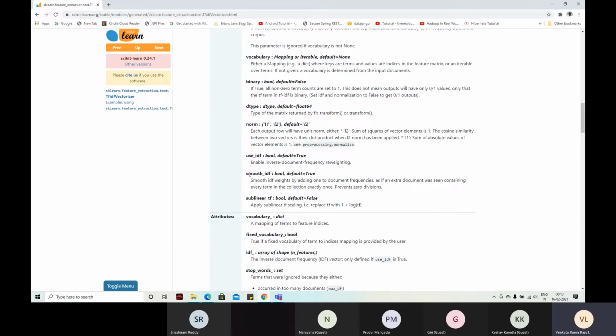Okay. Smooth DF. Sublinear TF is actually the weighted term frequency. This is false by default. By default, the TF-IDF score takes only the raw term frequency. It is not applying the log there. So we need to say sublinear TF is equal to true. And smooth DF, what is that? A smoothing technique.